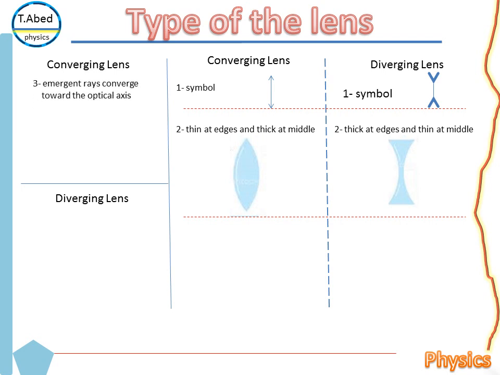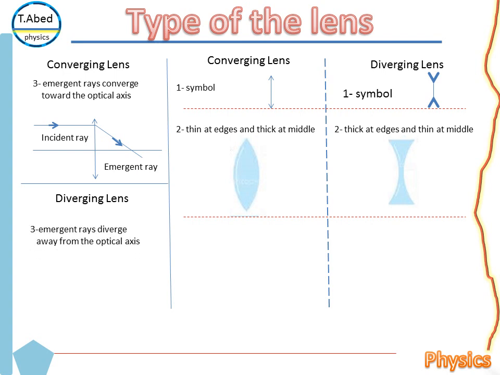الطريقة الثالثة in case of converging lens the emergent ray of the incident ray converges toward the optical axis. رح ناخد example. إذا عندي converging lens، إذا كان عندي incident ray, the emergent ray of this incident ray emerges or converges toward the optical axis.